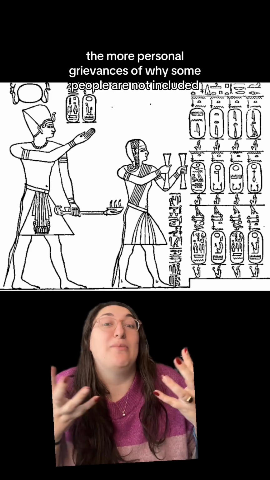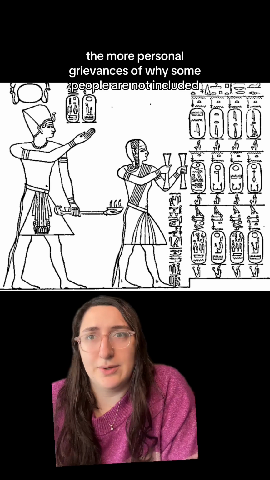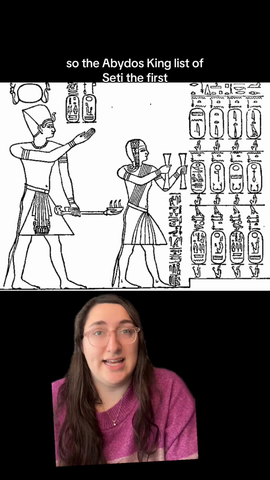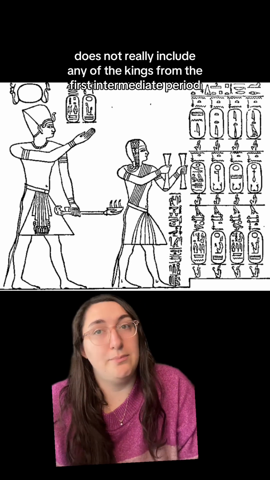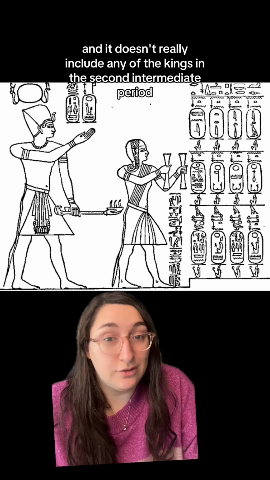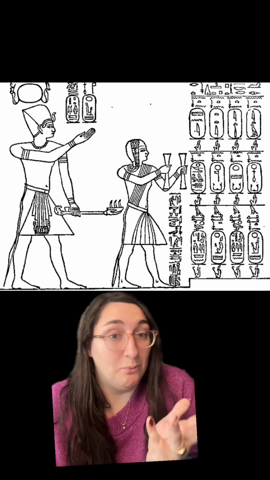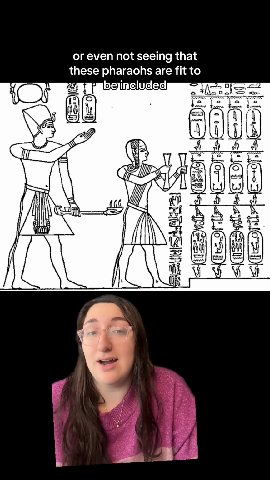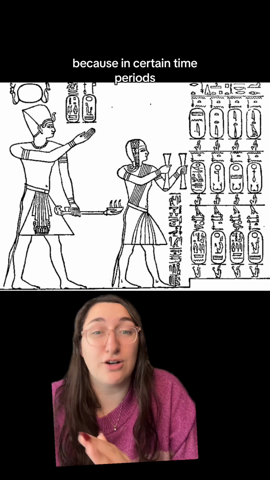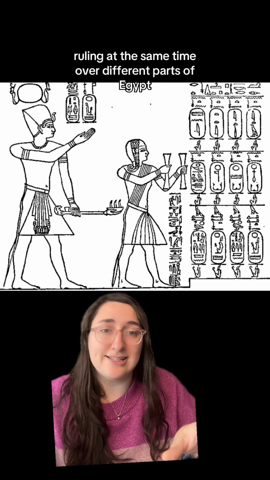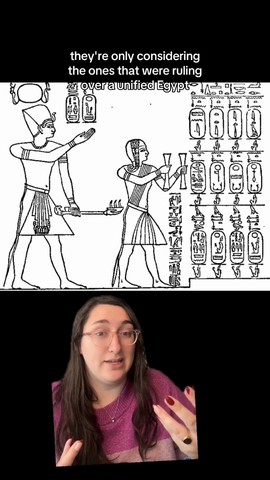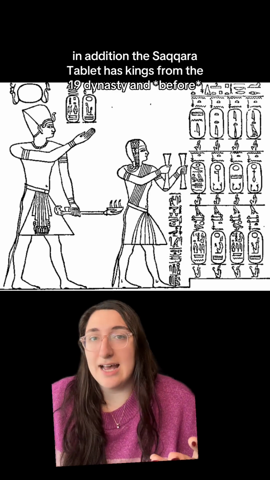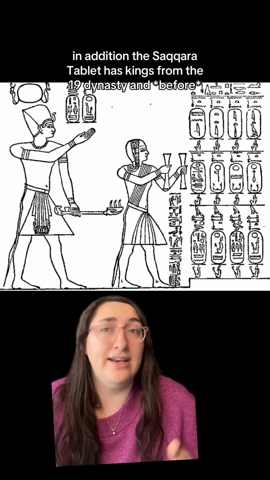So besides the more personal grievances of why some people are not included, it truly depends on the time period. The Abydos king list of Seti I does not really include any of the kings from the first intermediate period, and it doesn't really include any of the kings of the second intermediate period. Why? We can't say for sure, but it could be a mix of lost records or not seeing these pharaohs as fit to be included, because in certain time periods there were actually two pharaohs ruling at the same time over different parts of Egypt, and maybe they're only considering the ones ruling over a unified Egypt.